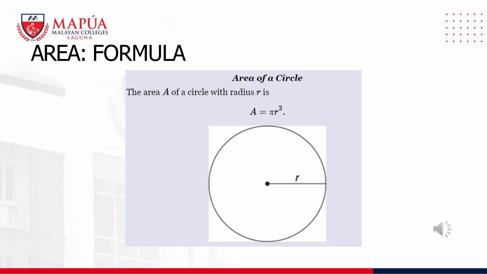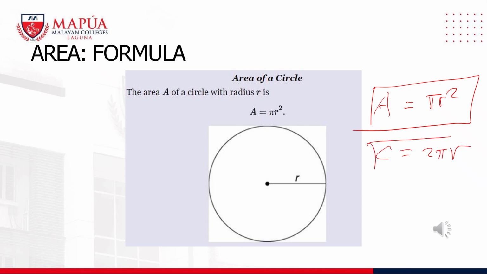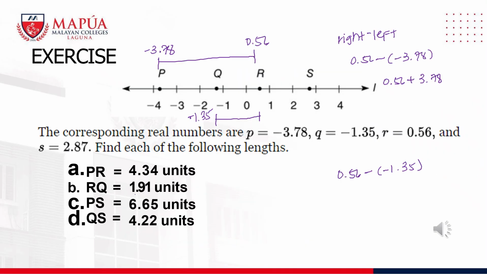Then for a circle, the area of the circle is simply pi r squared. So that is the formula. Again, the area is dependent on the radius. The bigger the radius, the bigger the area. The smaller the radius, the smaller the area. So remember this area formula of a circle: simply pi r squared. Okay, the circumference is 2 pi r. So remember these two formulas about the circle.